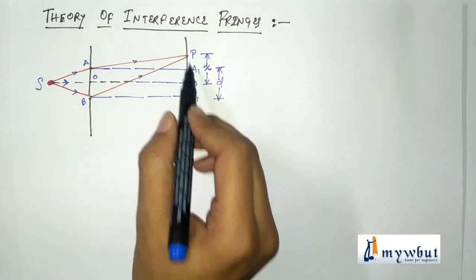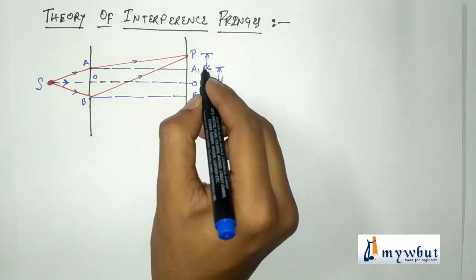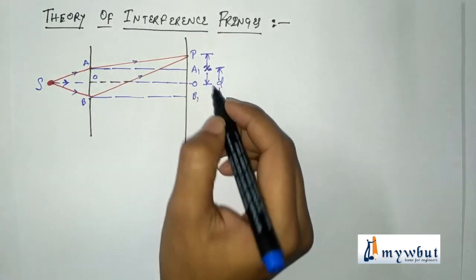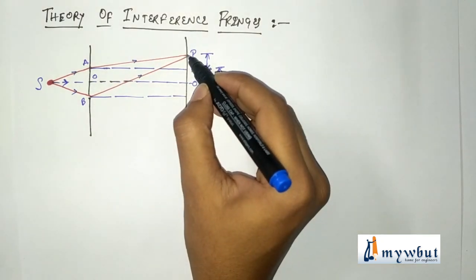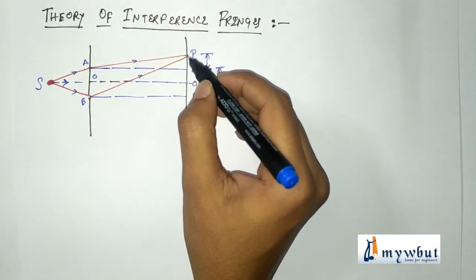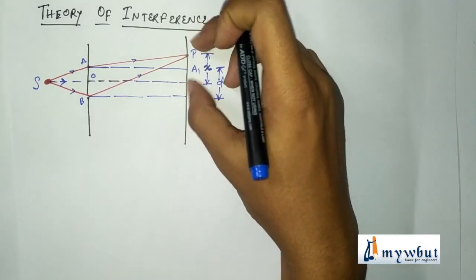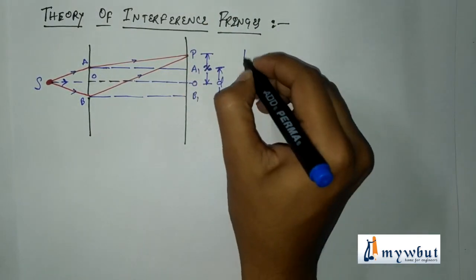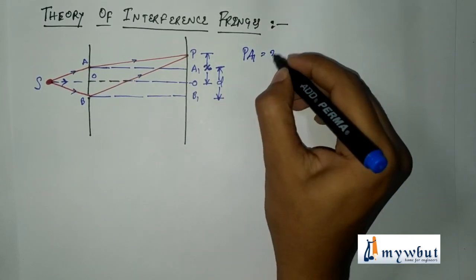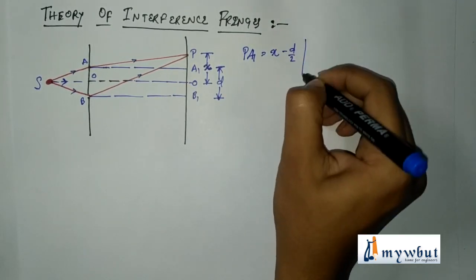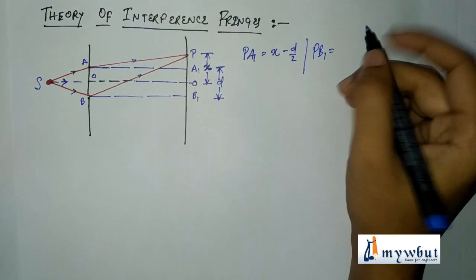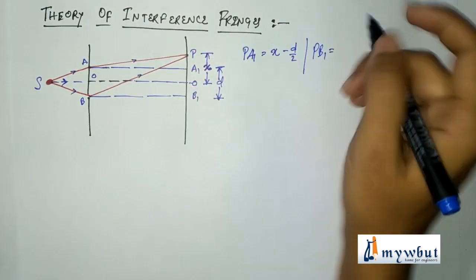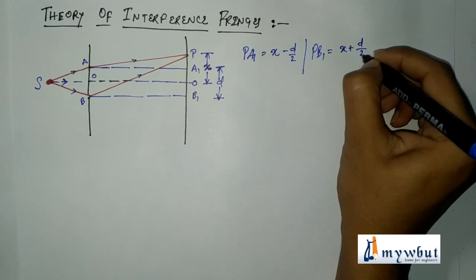The distance between the origin and this point, we are considering it as small x, and the distance between the two slits we are considering as small d. So from here PA1 will be x minus d by 2. Also PB1 will be x plus d by 2.